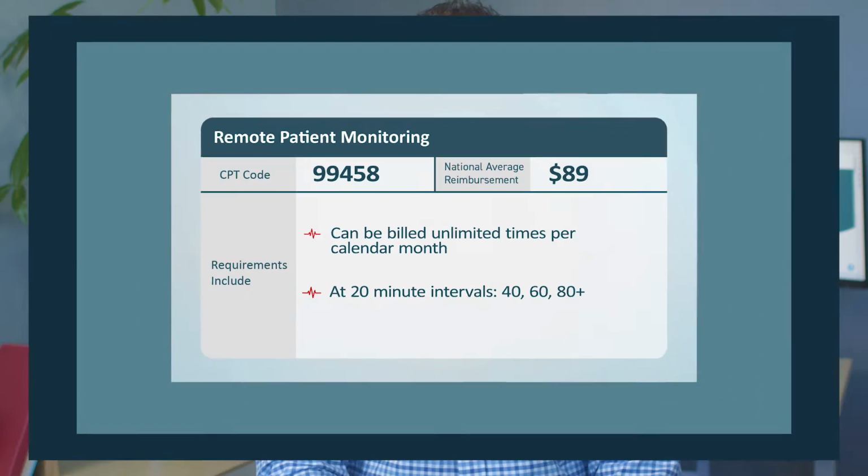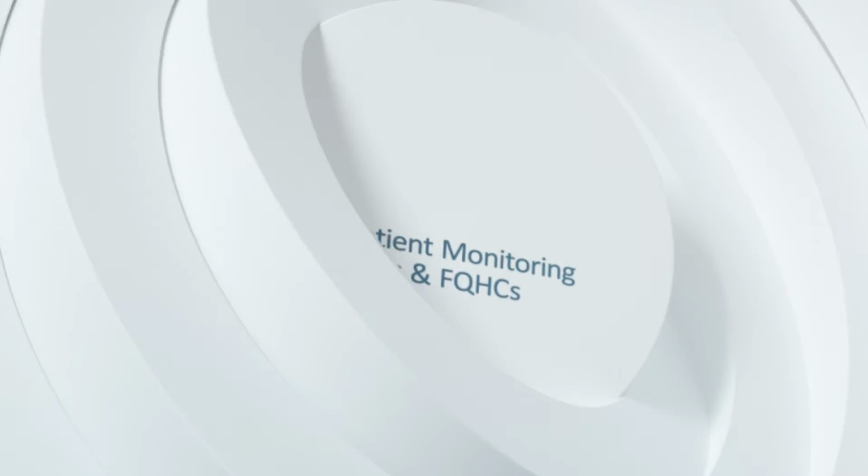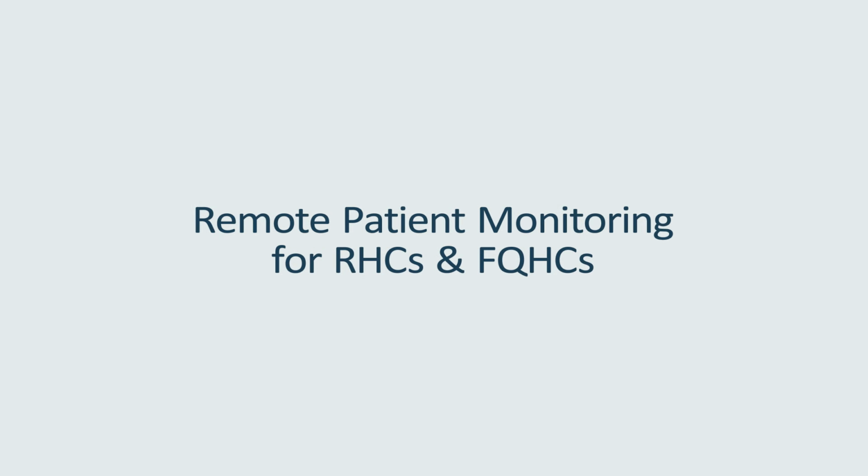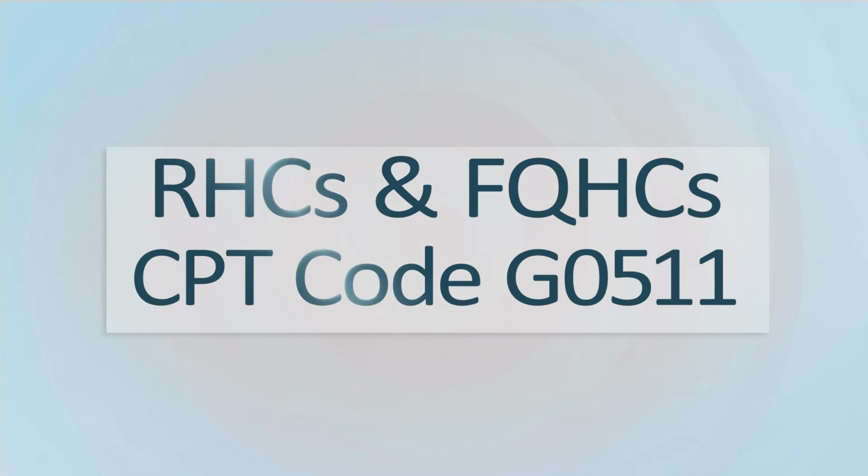Lastly, let's talk about remote patient monitoring for rural health clinics and federally qualified health centers. For RHCs and FQHCs, it's still possible to provide RPM services. They just cannot bill for RPM with the codes we previously talked about. They must utilize a more general CPT code, often applied to chronic care management. This CPT code is G0511.